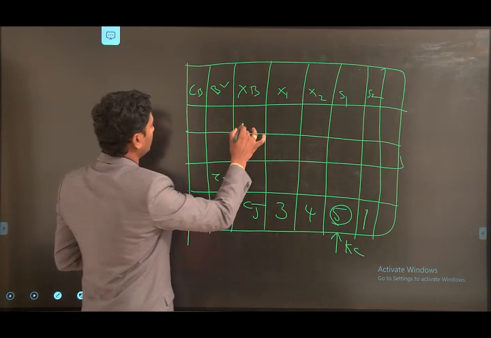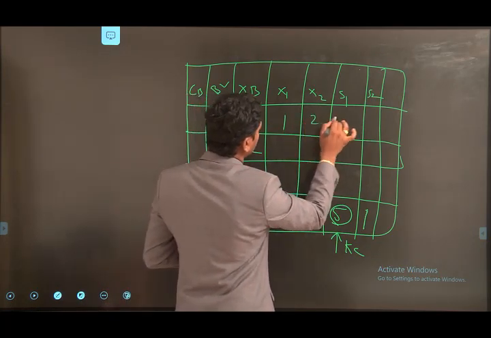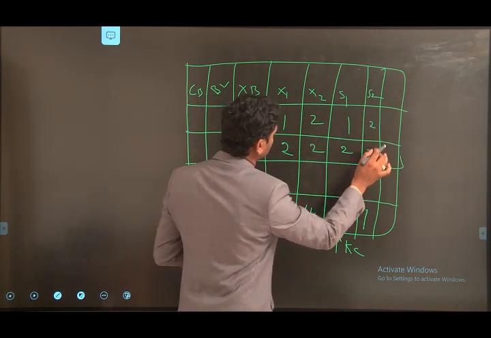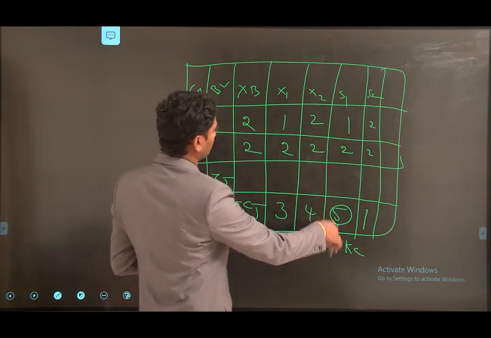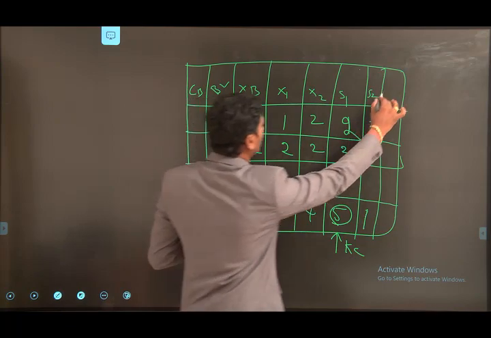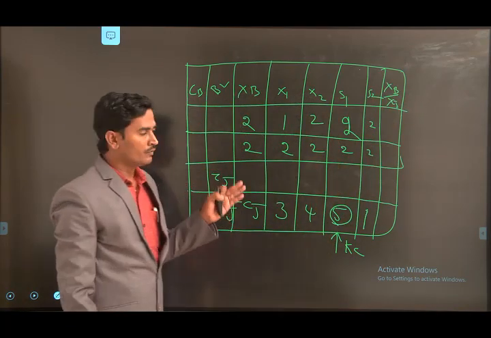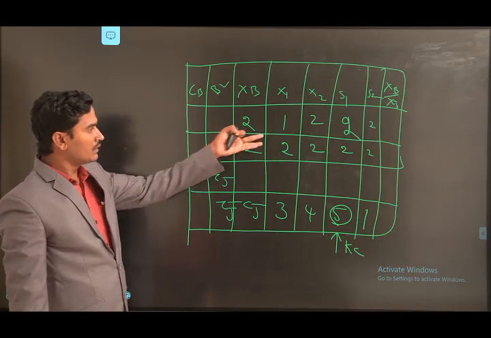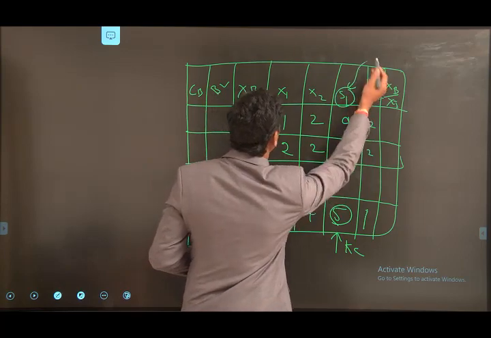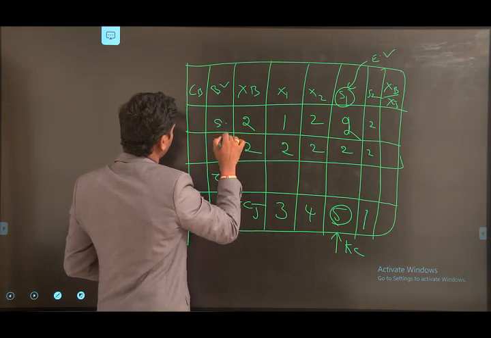Okay, coming to the basis, suppose here we have 2, 2, 1, 2, 1, 2, 2, 2, 2, 2 like this. If it is a key column, here also we have 2. If it is a key column, now we are going to find the key row, or we are going to find the entering variable. How do we know the entering variable? This is the entering variable. Now we are going to find the leaving variable.